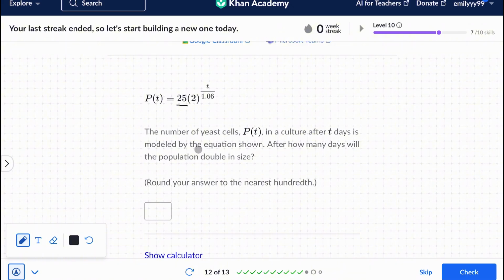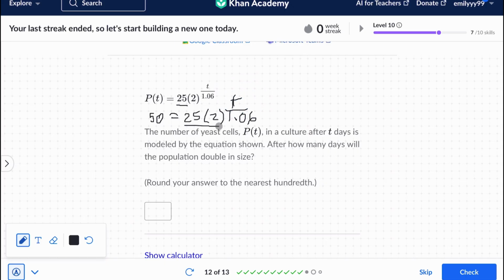But we want to see how many days it takes for the population to double. The double is going to be 50. So we set the yeast population equal to 50, because that's what we want to determine. We want to determine T, the number of days after the culture started. And that's going to equal 25 to the power of T over 1.06.